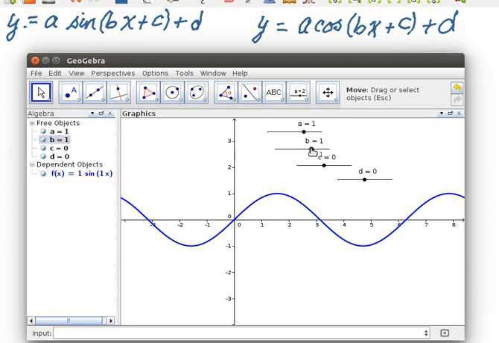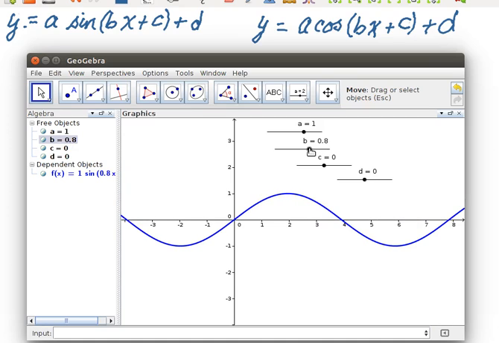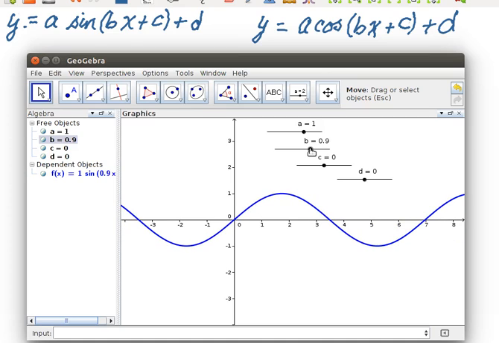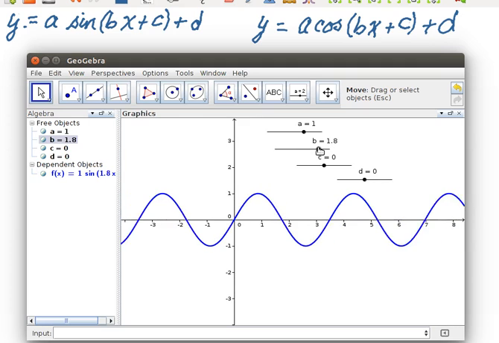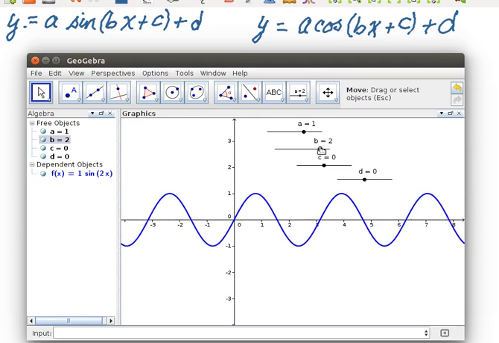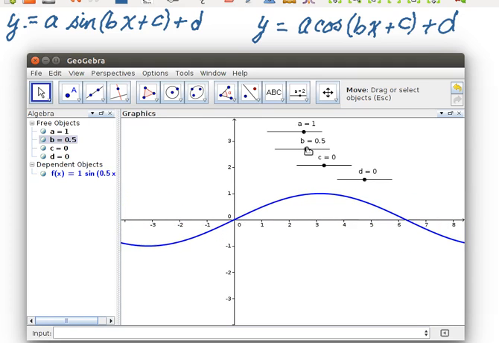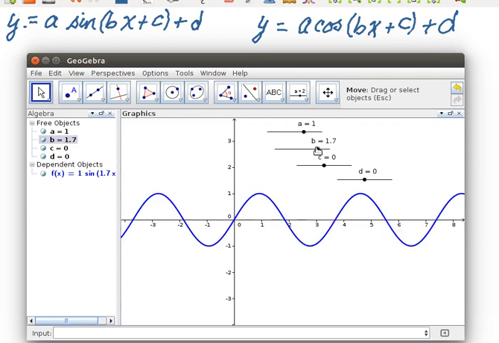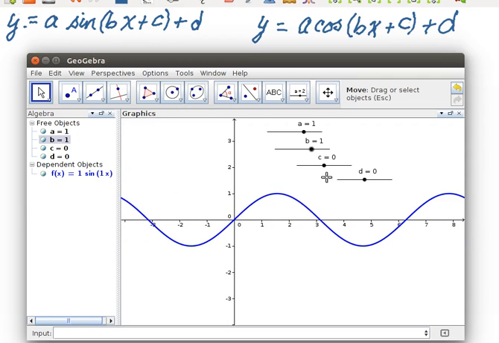Now notice between 1 and 0 it begins to stretch it out. But if b gets bigger than 1, it squishes it together. So between 0 and 1, it's stretching it out. For anything bigger than 1, it's squishing it together. Okay, let's bring that back to 1.